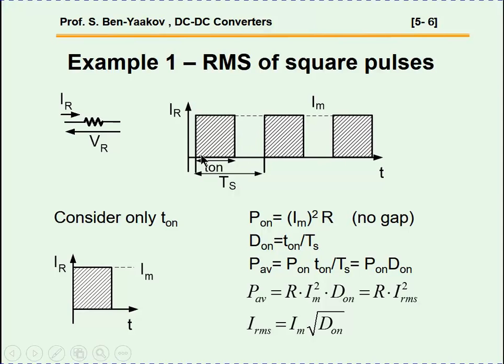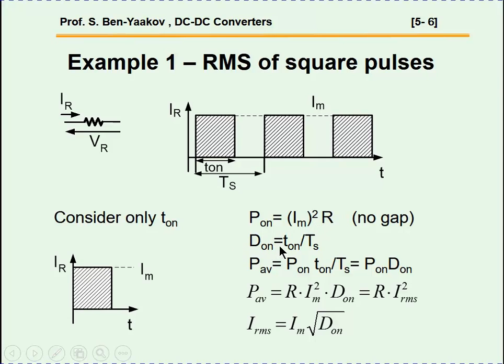Suppose we have square wave pulses. The first thing I'm going to do is squeeze these pulses together and take out this gap. So I'm going to have here a constant current. For a constant current, the RMS is the value of the current. So the power for the no-gap situation is the peak current, or this current here, squared times R.